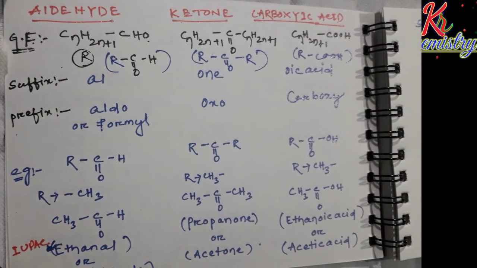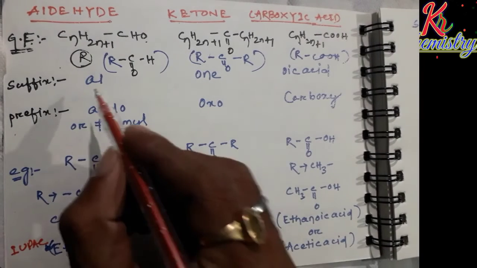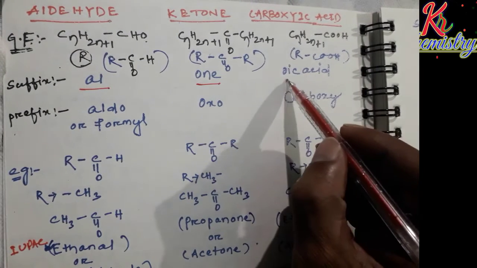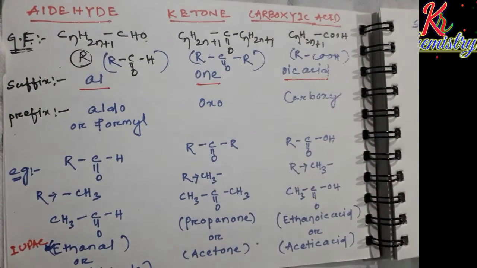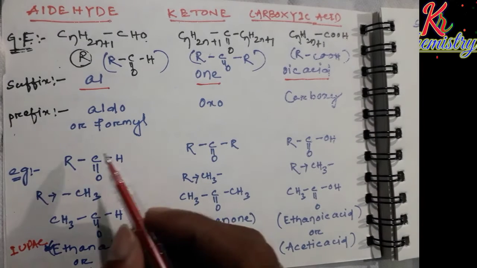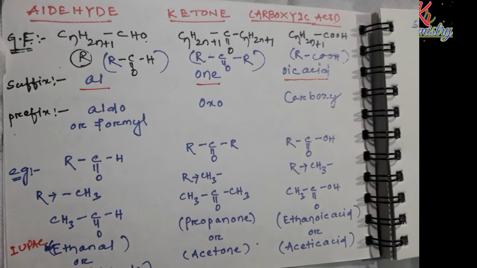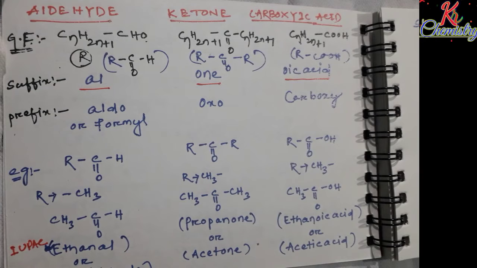Let's go to the suffixes of these organic compounds, these functional groups which are used in the IUPAC nomenclature of an organic compound. The suffix of aldehyde is AL, the suffix of ketone is ONE, and the suffix of carboxylic acid is OIC acid.